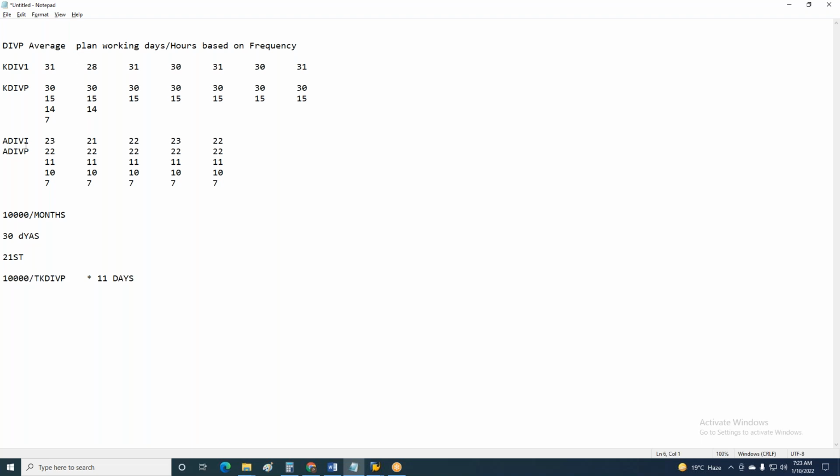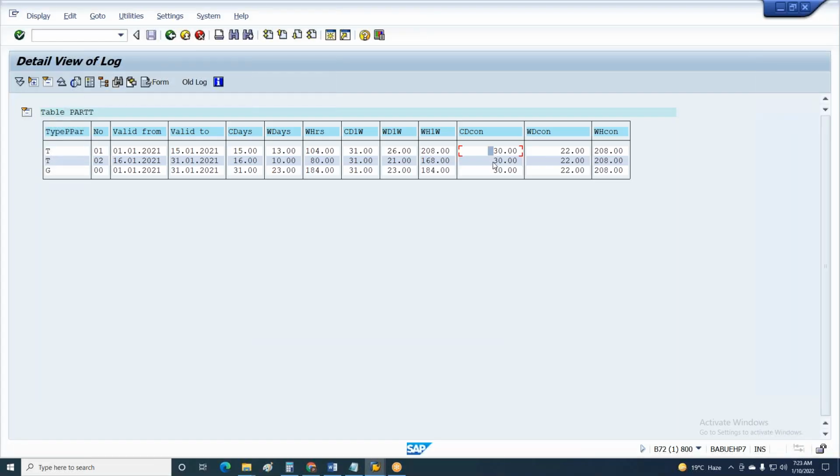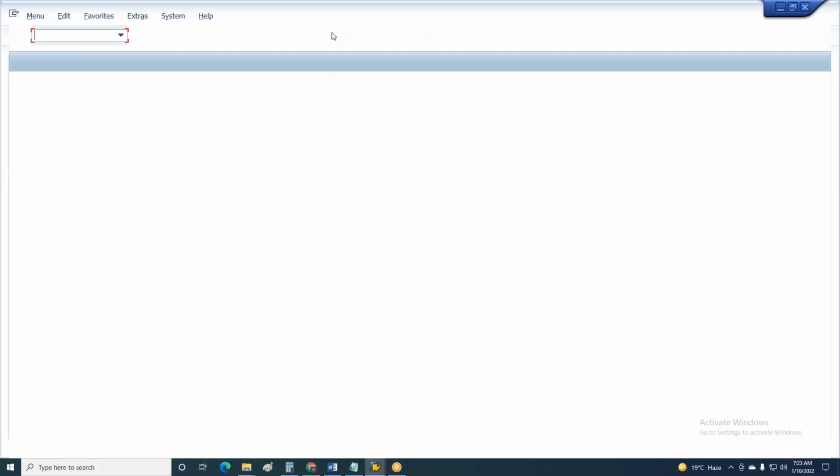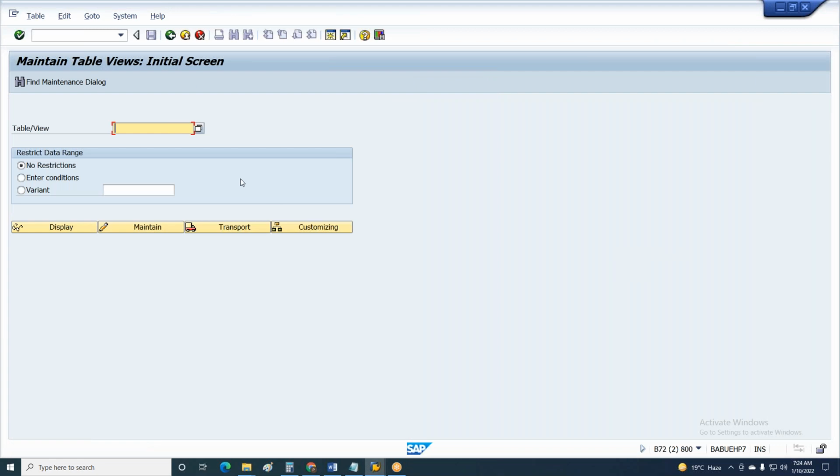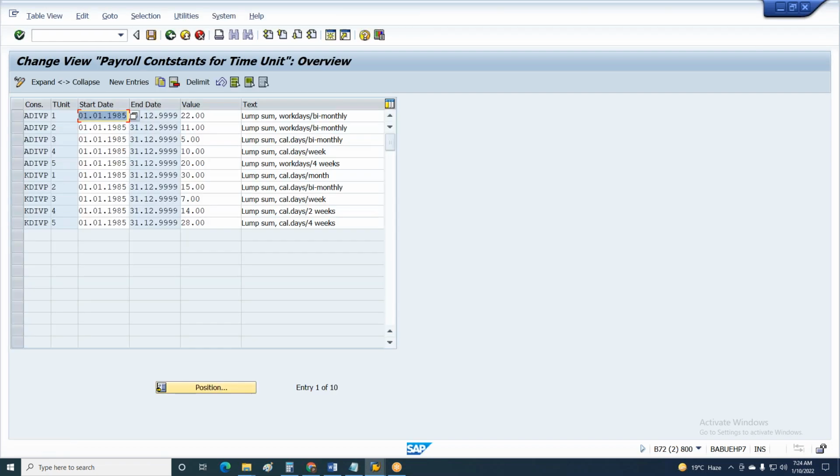DIVP, DIVP, both are constants. Where are the constants maintained? These constants are taken from... see.